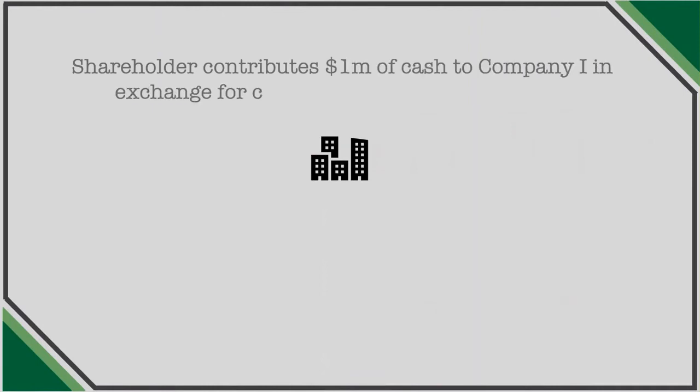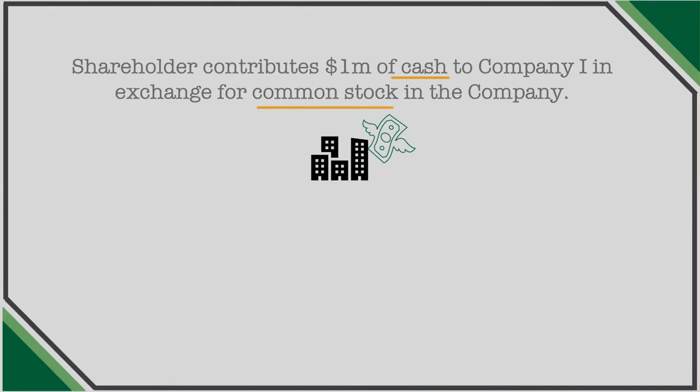In our first example, we have a shareholder contributing $1 million of cash to company I in exchange for common stock in the company. So Step 1, what are our accounts? We know that we have cash as one account and common stock as the other account in the company. Step 2, figure out where those accounts sit in our accounting equation of assets equal liabilities plus equity. We know that cash is an asset and common stock is the equity section of the balance sheet.